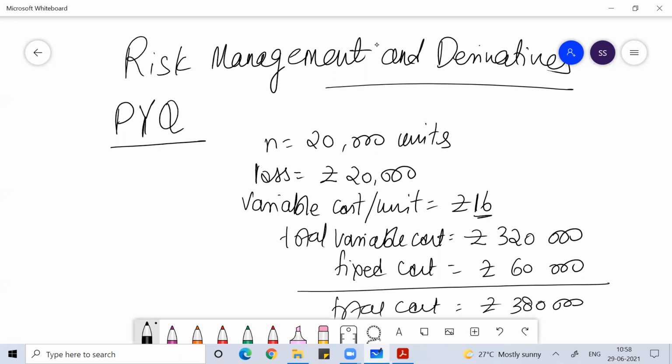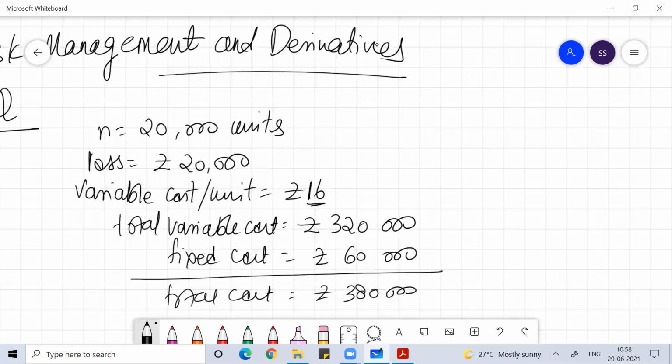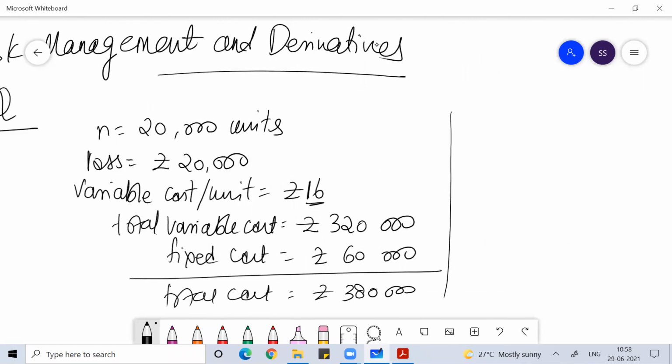And you know the formula very well: selling price is equal to cost price plus profit, and selling price is equal to cost price minus loss. So you can say that revenue is equal to total cost minus loss. It is a very basic formula, and with this I can find your revenue.